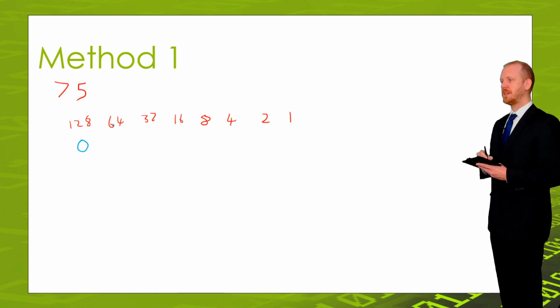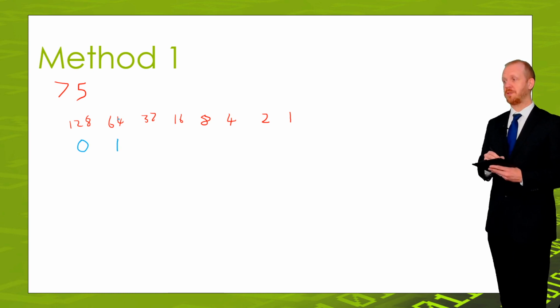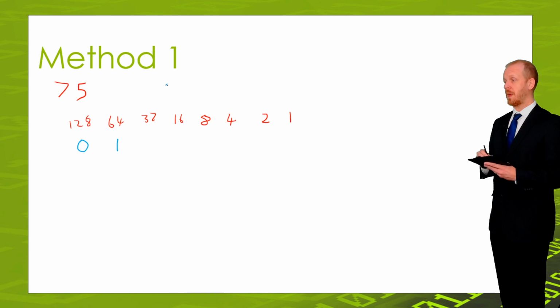Then I move on. 64. Is there a 64 in this number? Yes, there is, because 64 does fit into 75. So I'll put a 1 there. So now I've got 64 accounted for. There's 11 left. 75 take away 64 is 11. So I really should work that out.